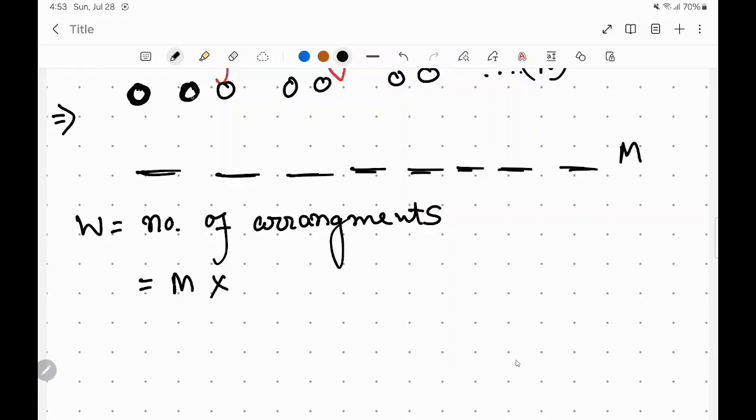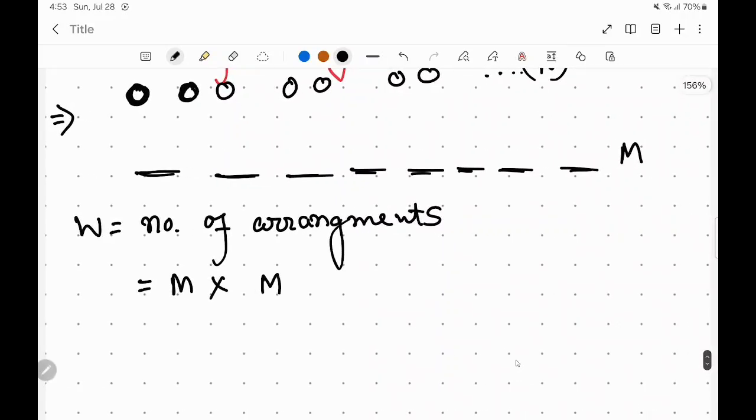Now for the second particle, how many seats will be there? How many probable seats will be there? m minus 1? No, that is the problem. That will also be m, because there is nothing mentioned that in one state there will be only one particle. In one state, all particles can be there.